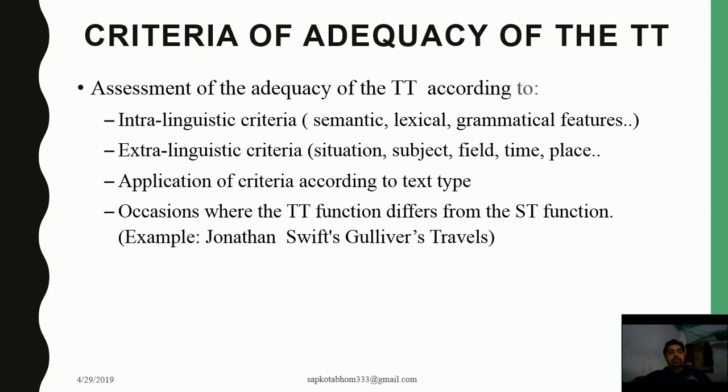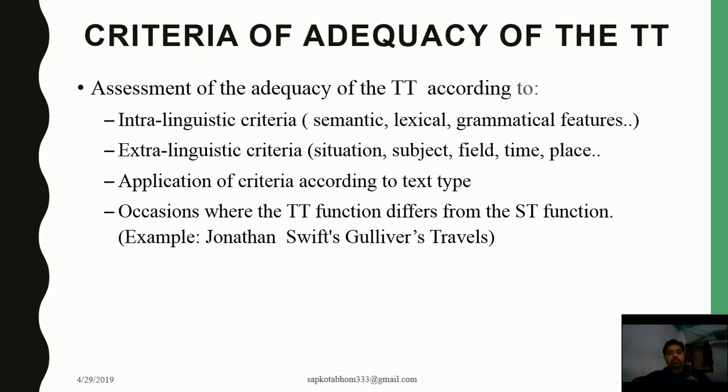Then the application of the criteria according to the text type. I already discussed the text types and their applications in my previous slides. Yes, there might be occasions where the target text function differs from the source text function, in terms of the different types of the text. Here I want to give an example.